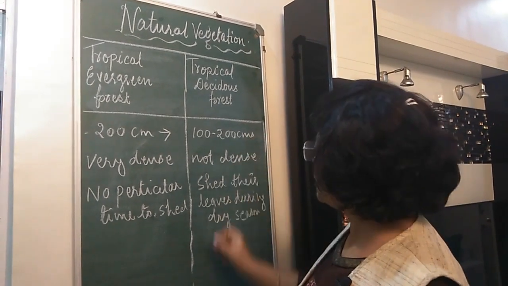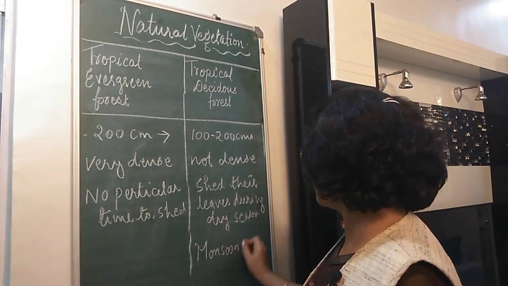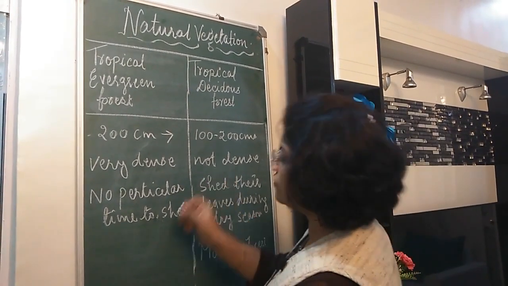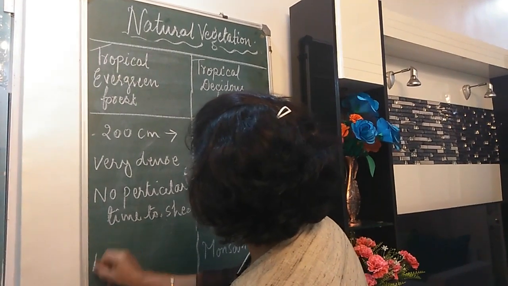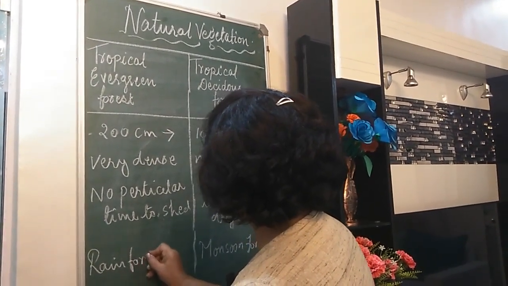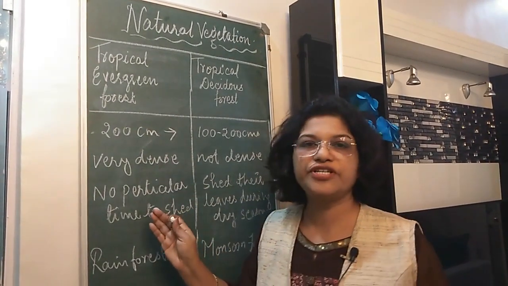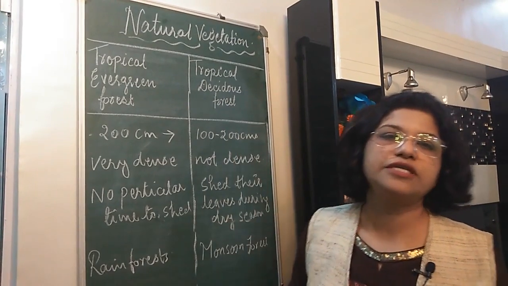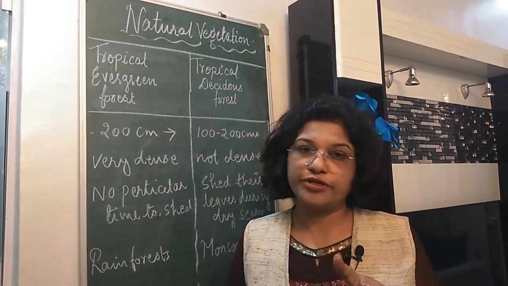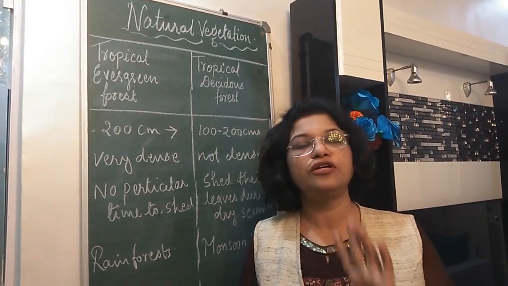They are also called monsoon forest. And these evergreen forests are also called rainforest areas. So, these are 3-4 points to differentiate between tropical evergreen forests and tropical deciduous forests, which are part of tropical hardwood forests. So, you can be asked to differentiate between two types of tropical hardwood forests.